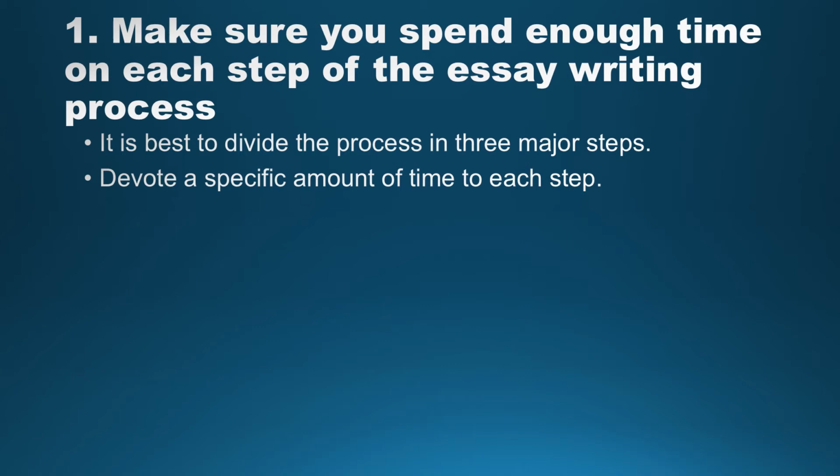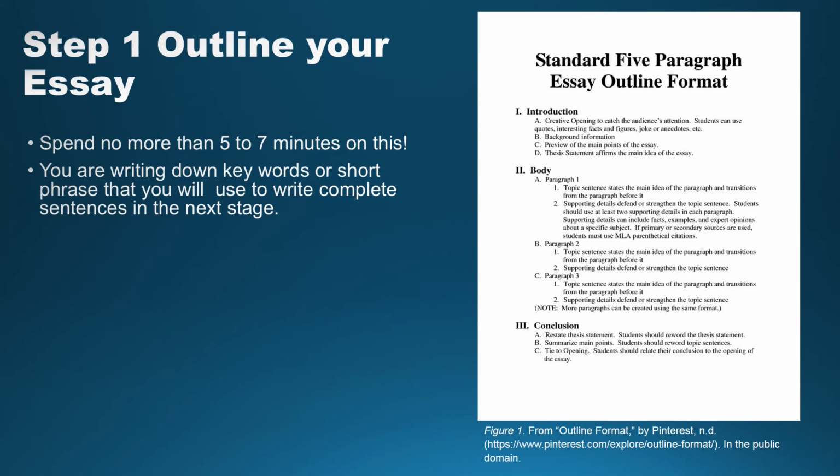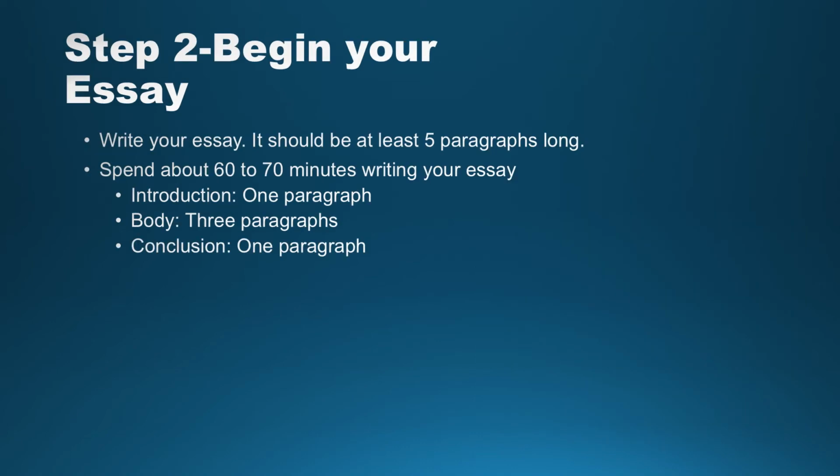The first tip in writing an essay is to allocate time properly. So, when you are presented with a prompt, you should make sure that you follow a certain process by which you write the essay. Your first step should be to outline your essay before you write it. In this process, you only spend about 5 to 7 minutes. And when you write an outline, you don't write long sentences. You're simply writing keywords or short phrases that you're going to use to complete more detailed sentences.